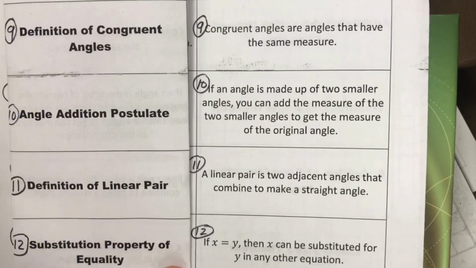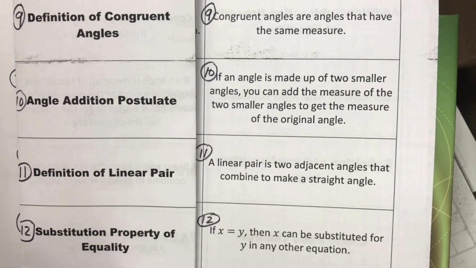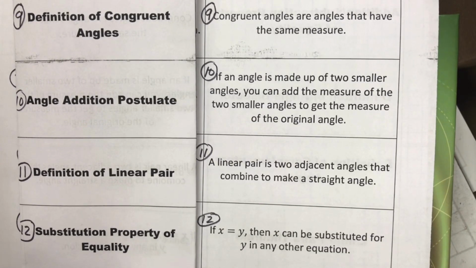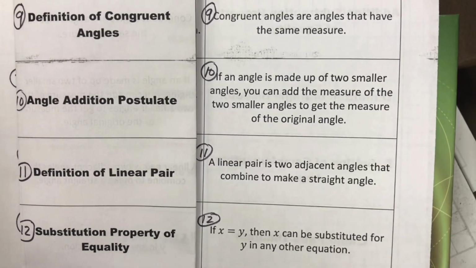Okay. Vocab word 10, angle addition postulate. If an angle is made up of two smaller angles, you can add the measure of the two smaller angles to get the measure of the original angle. So, if two small angles are laying next to each other, they should equal the measure of the big angle. Angle addition.